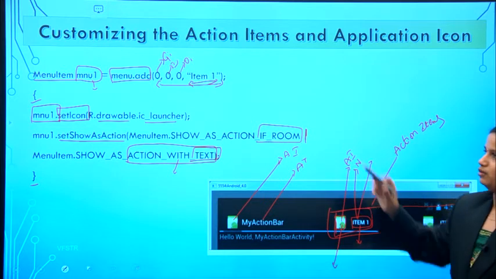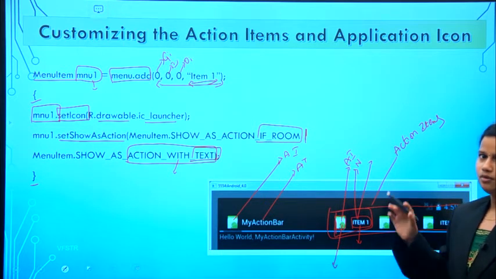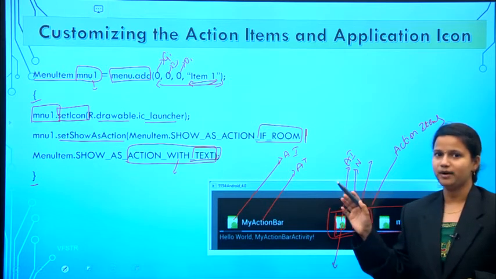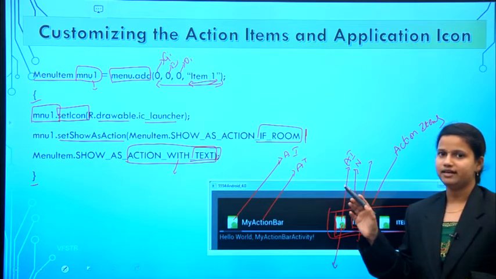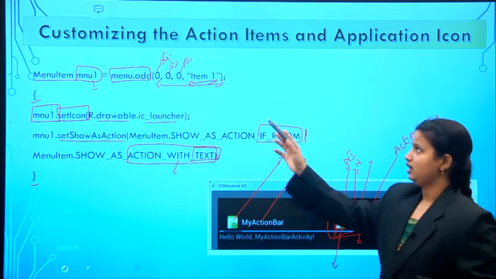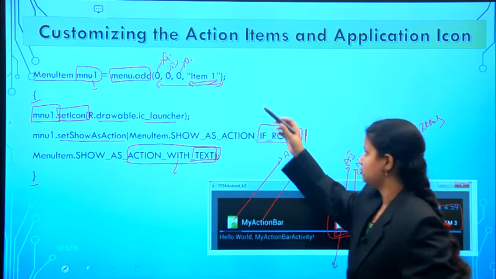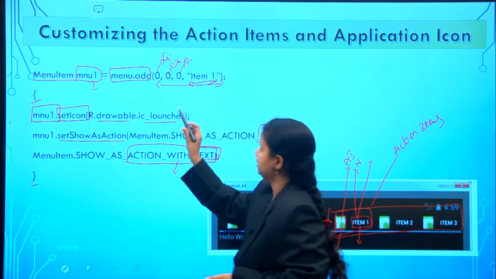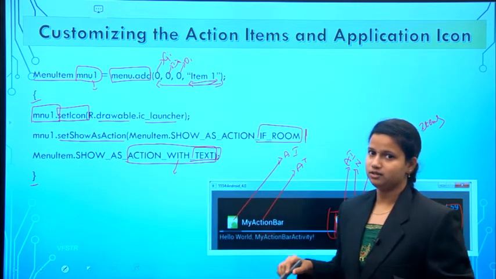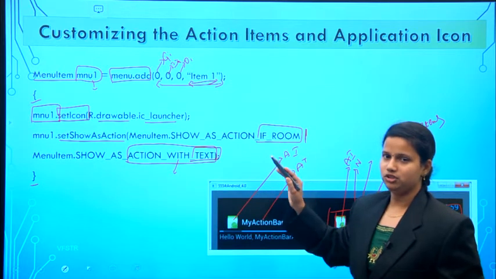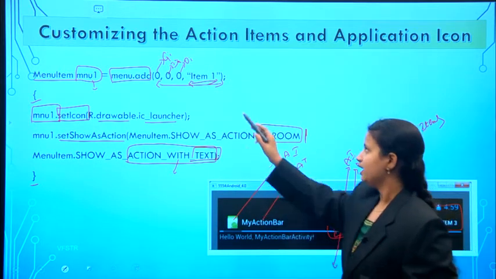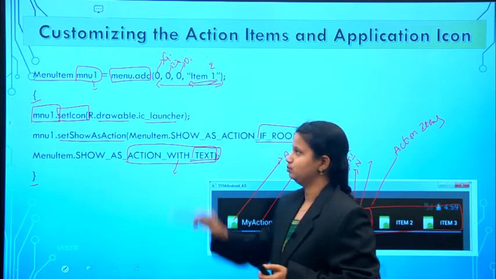In the same way, I want to develop a menu item 2. So menu.add for menu 2. What is the group ID? 0. The item ID is 1, so the ID of each item will vary. And the order ID is 1. Why? Because the 0th position is already filled by menu 1, so I want to go with menu 2 and the item name is item 2.